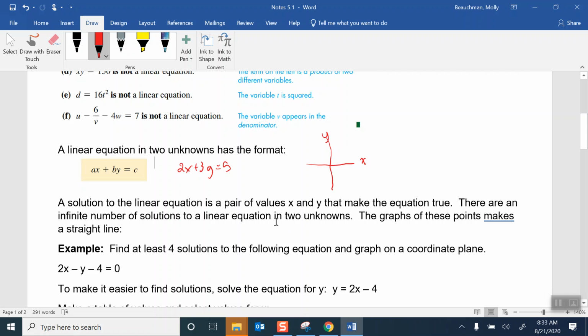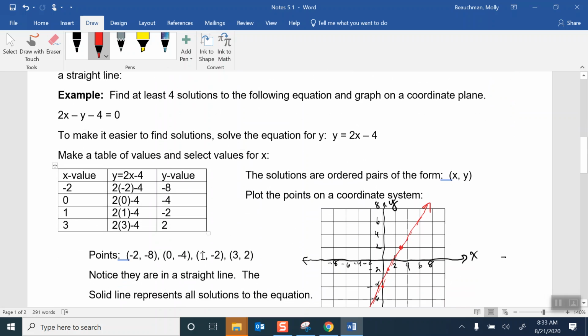A solution to a linear equation is a pair of values x and y that make the equation true. There are an infinite number of solutions to a linear equation with two unknowns, and the graph of these points is what makes a straight line. So let's take a look at an example.